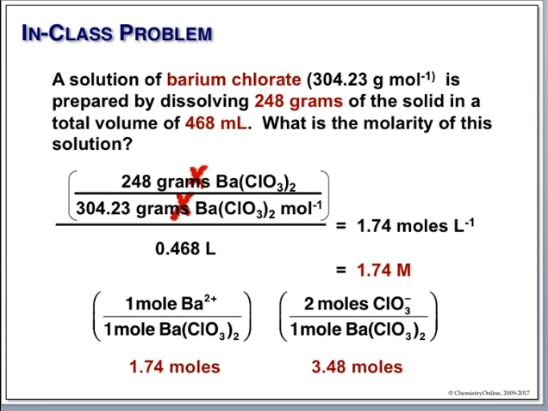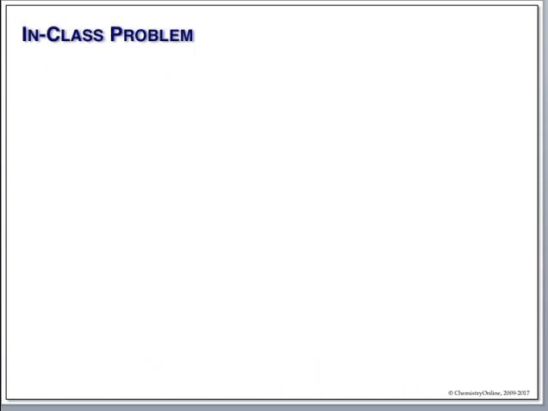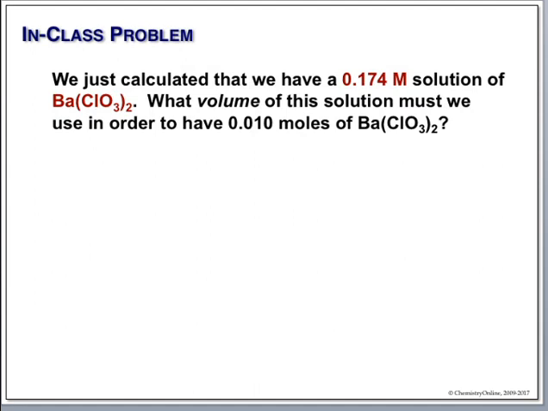We already know everything about this problem. Let's just massage it one more time. We have a 1.74 molar solution of the stuff. If we wanted 0.01 moles, what volume would we need? We have moles per liter. We have moles. How do we calculate volume?